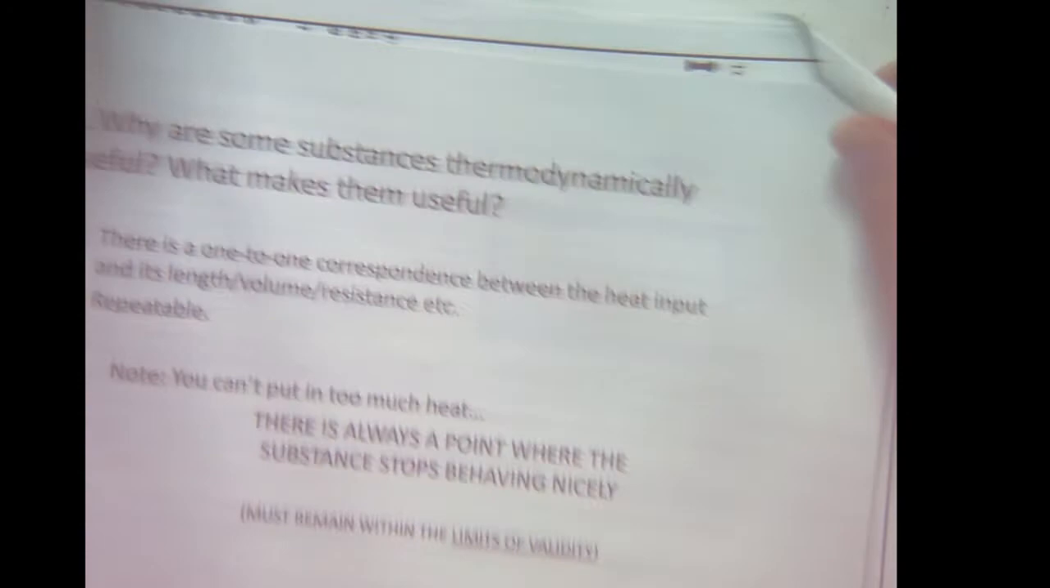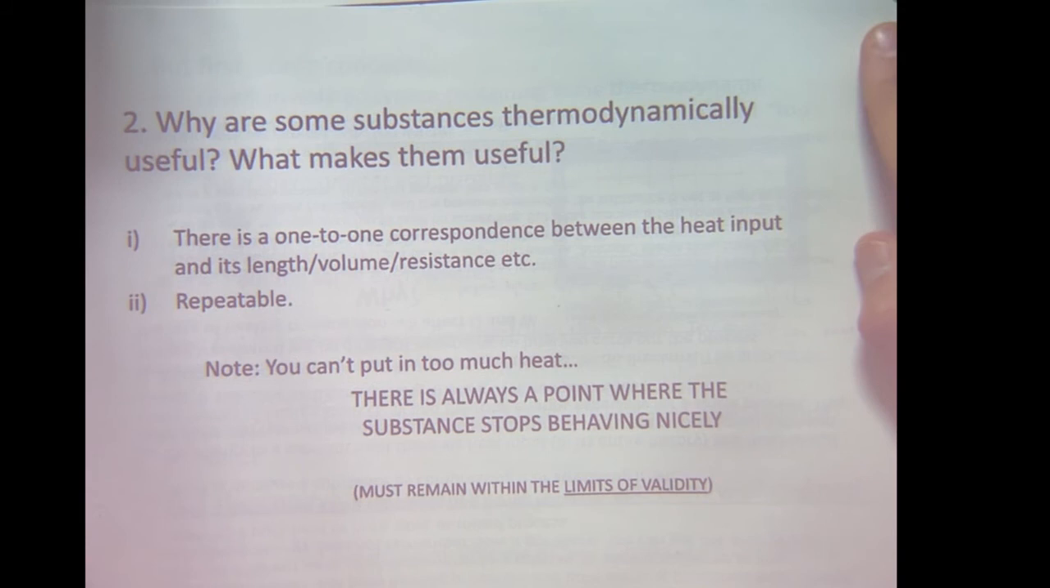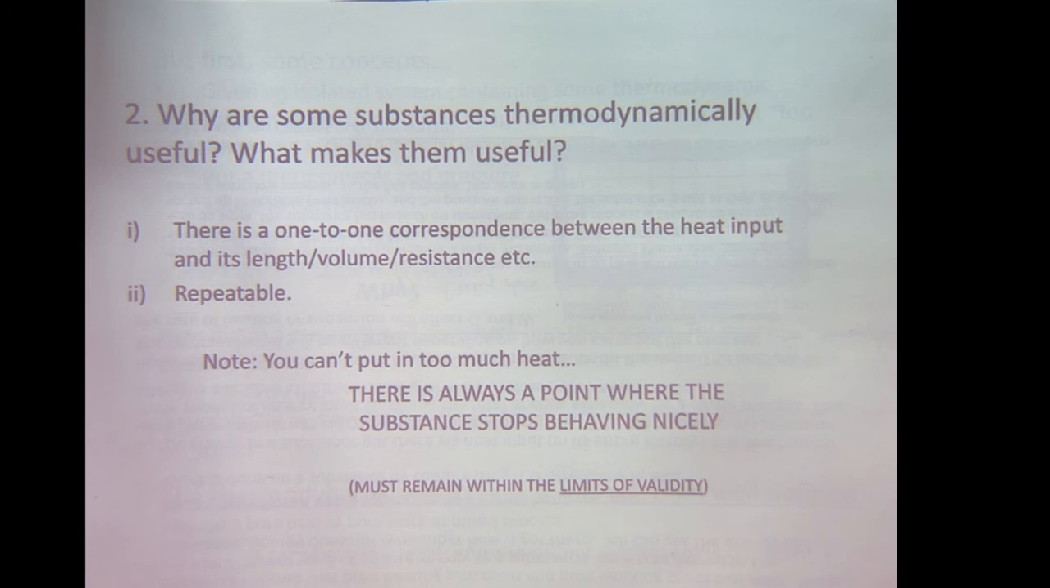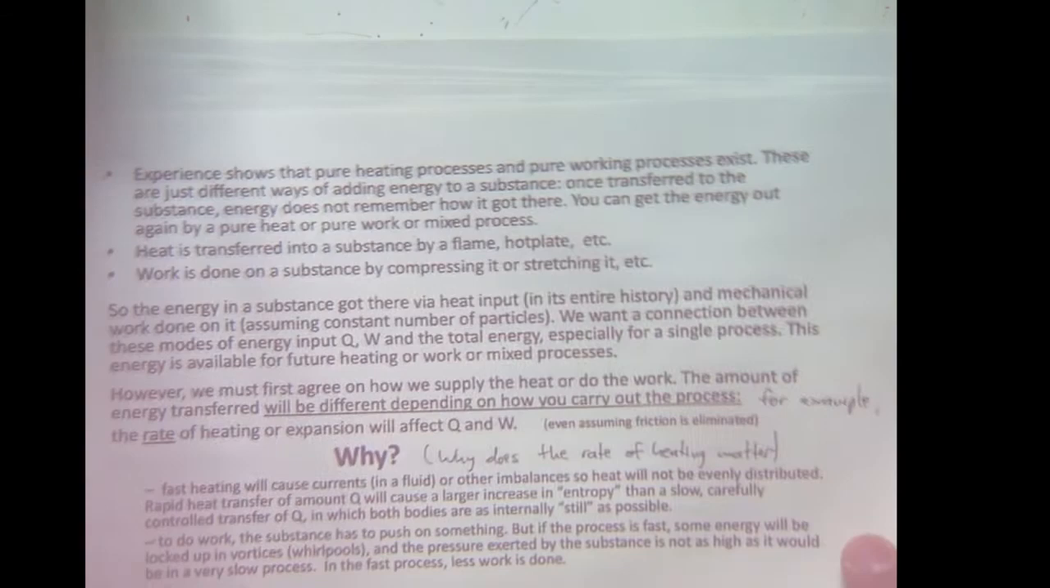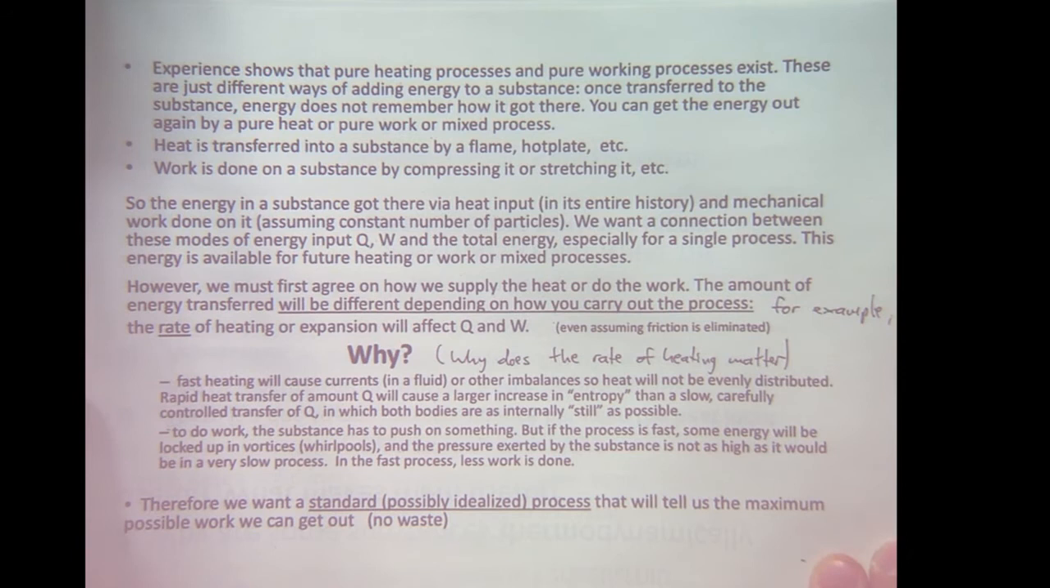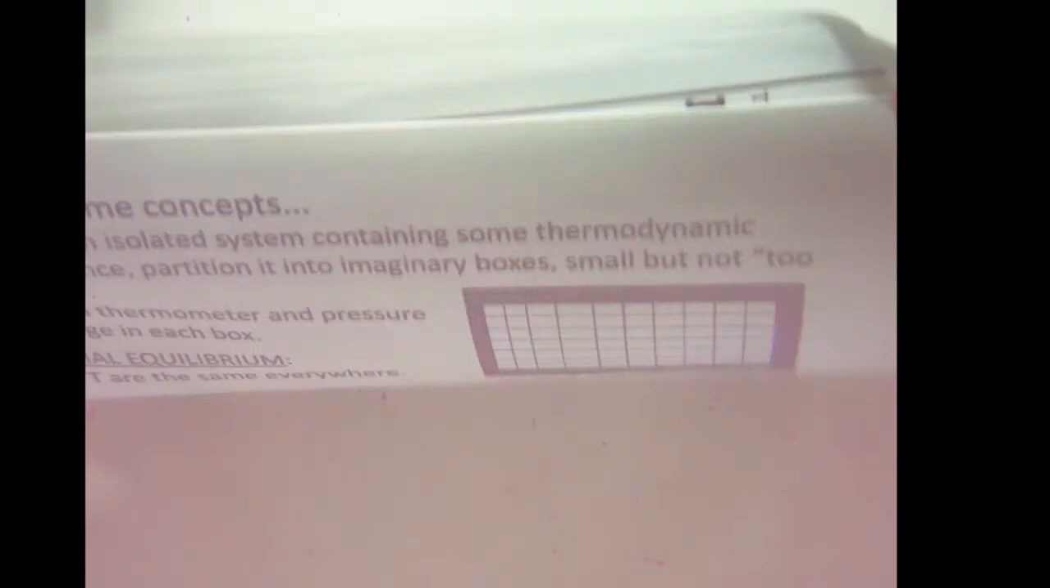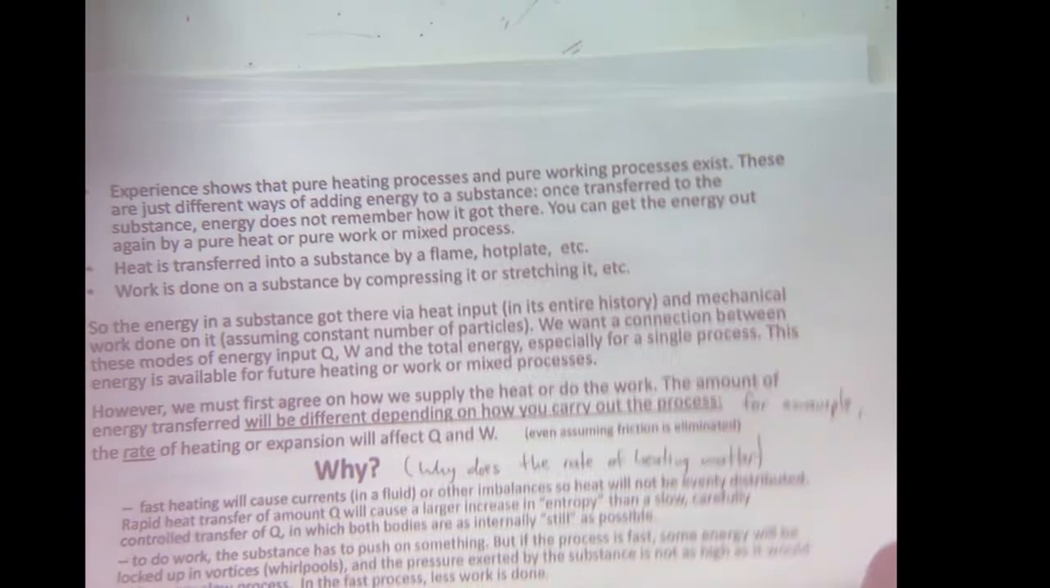Some substances are thermodynamically useful, and what makes them useful? There is a one-to-one correspondence between the heat input and its length or volume or resistance, etc. The second thing is that it's repeatable. But there are always limits within which this theory is applicable. You can't put in too much heat, and there's always a point where the substance stops behaving nicely.